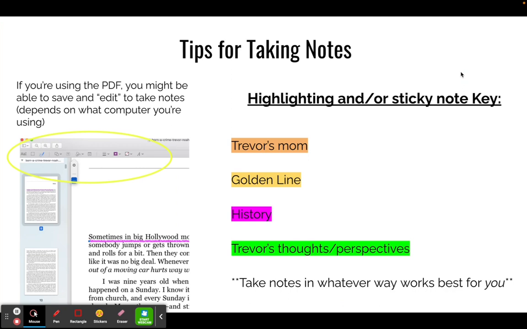So after taking a break, we're going to talk about taking notes. I want you to take notes as you read. This is what I would do, and I have a bunch of things to help you. Color code and highlight by this key: Trevor's mom, any golden lines that you see, history, and anything about Trevor's thoughts and perspective. You can do this with sticky notes. If you want to do a printout of the PDF, I can give you highlighters and pens. If you want to take notes digitally, you could save the PDF and take notes up here, like how I've screenshotted. There's so many different ways that you can do it. I want you to do it in whatever way works for you and your brain.